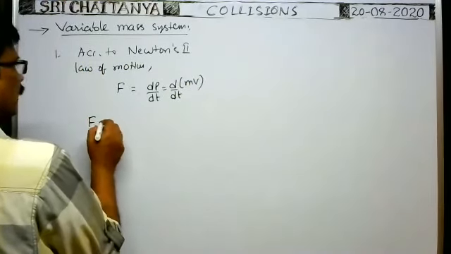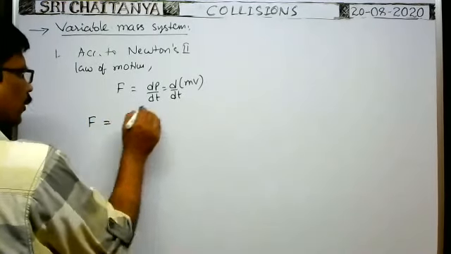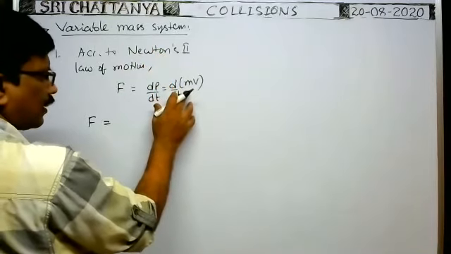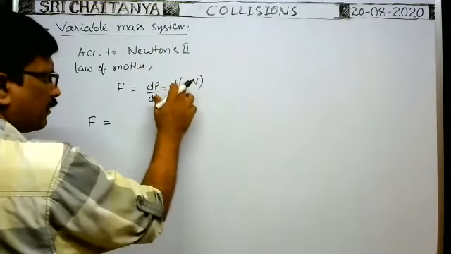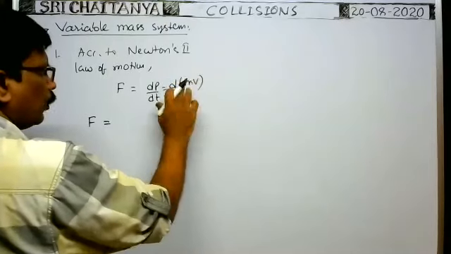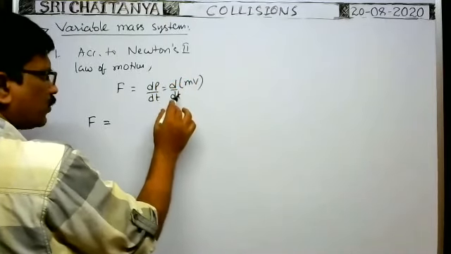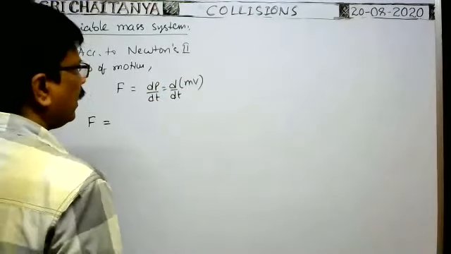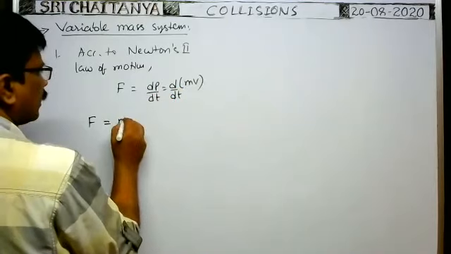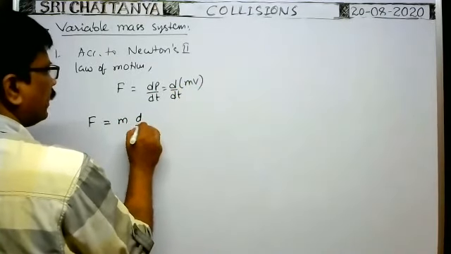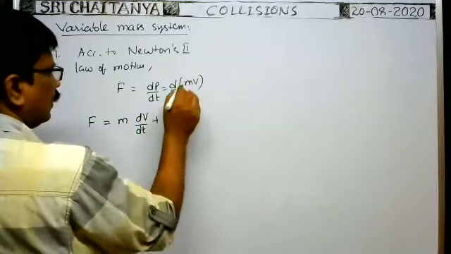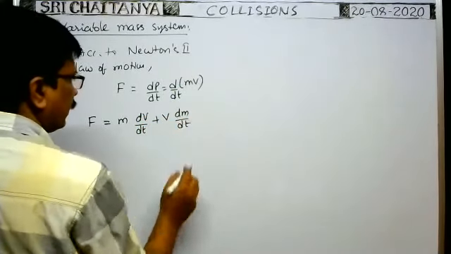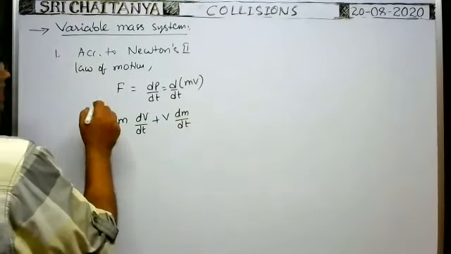You see, F is equal to, here, as variable mass system is considered, the mass of the body also changes and velocity also changes. Both are variables. When we want to differentiate the product of two variables, you have to follow the UV method in differentiation. In UV method, first you keep m constant, you differentiate v, that means m d by dt of v. Next, you keep v constant and differentiate this m, because m is variable here, v dm by dt. Okay, so this is the formula.